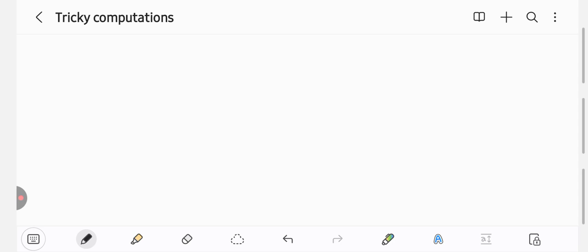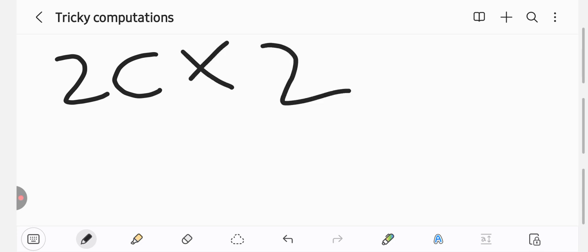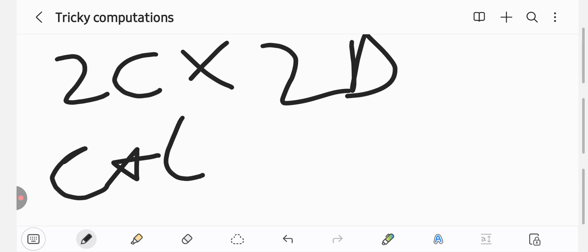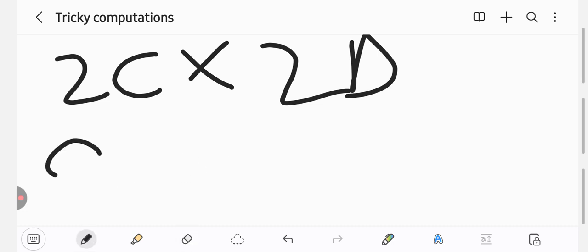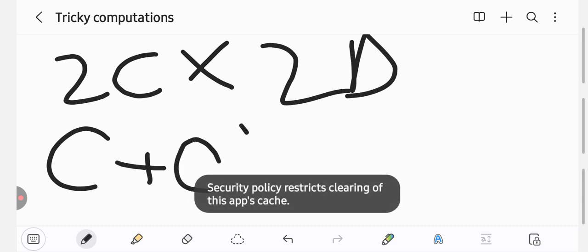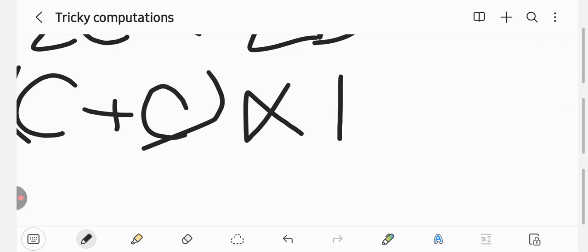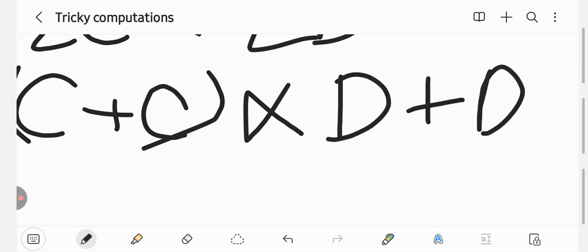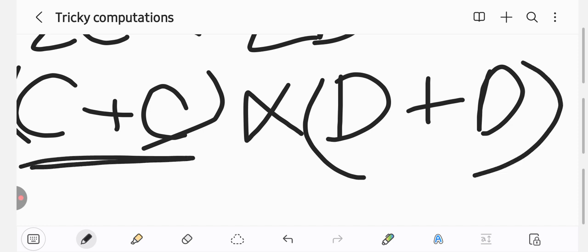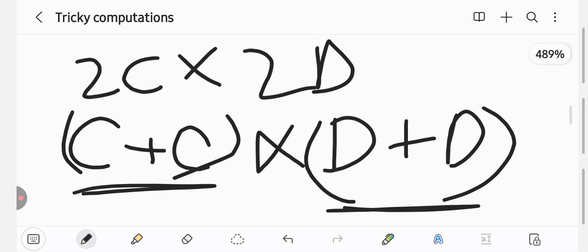Now suppose you have 2c times 2d. It means c plus c times d plus d. This whole sum of c multiplied with d, that's what this thing means.